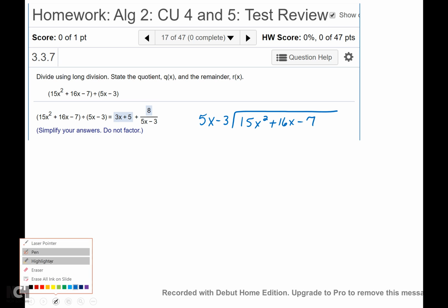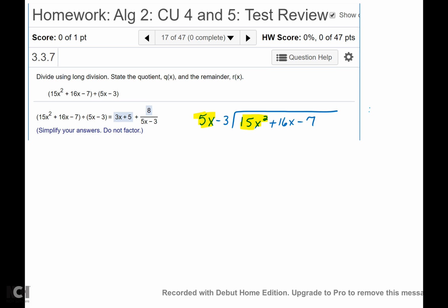We're going to go to the alley, and just the gang leader and the lead detective go to the alley. So we have 15x squared divided by 5x, which would leave 3x. So that goes up and multiplies down. 3x times 5x is 15x squared. 3x times negative 3 is negative 9x. But I'm going to draw the line and change both signs, and the square cancels. Add those and I get 25x minus 7.